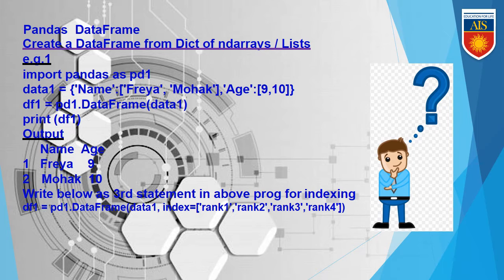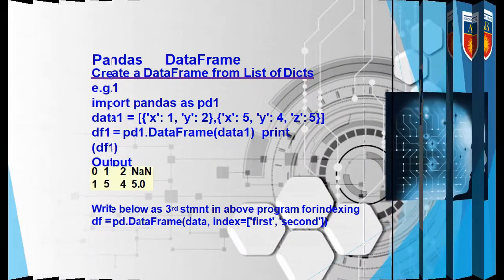Right below, as the third statement in our program for indexing. That means if we want to make the statement index wise, then we need to follow this: df1 equal pd1 dot DataFrame, data1, then index, then rank 1, rank 2, rank 3.